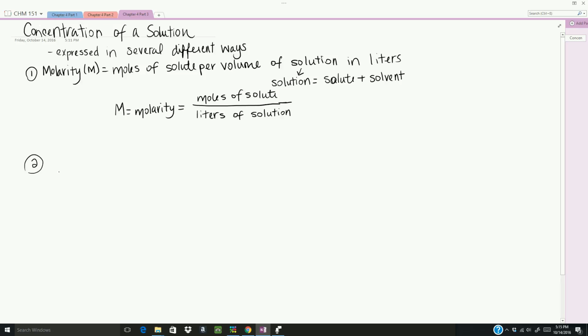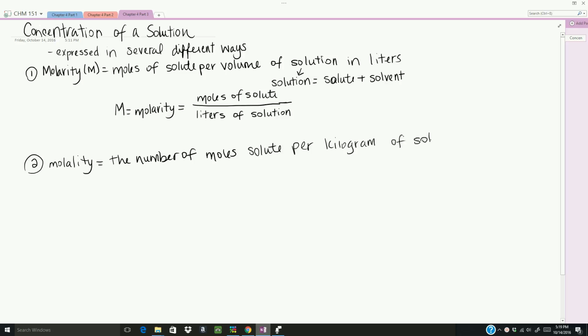Another common way, less common than molarity, but we do use it occasionally in chemistry, is molality. Molality is equal to the number of moles of solute per kilogram of solvent. There's an important distinction there: it's per kilogram of solvent, not solution.